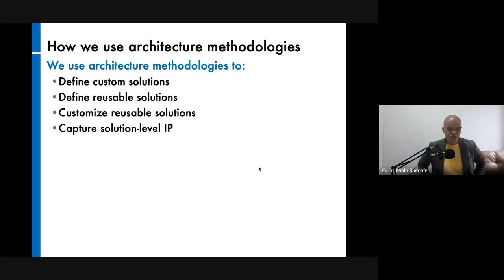Okay. And not only can you define either a custom solution or reusable solution, but you can even customize reusable solutions. So the first three bullet points talk about solutions. We use solution architecture to come up with solutions. Now, not only that, we come up with solution level intellectual property, and that's how we're able to leverage or maximize the benefits of solution architecture. Now, let's go into each one quite well.